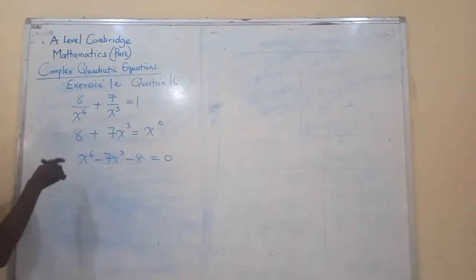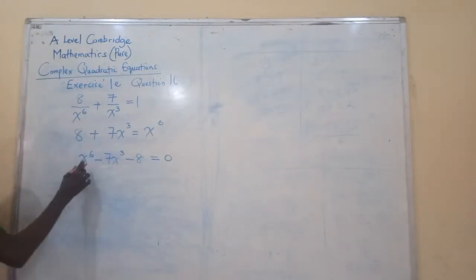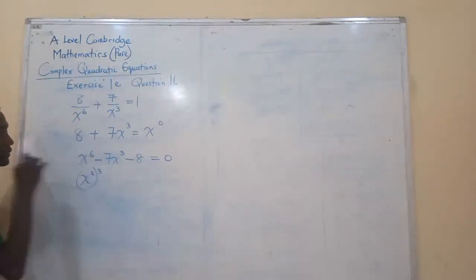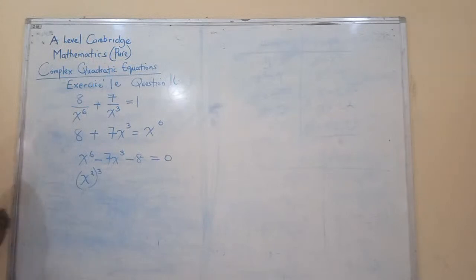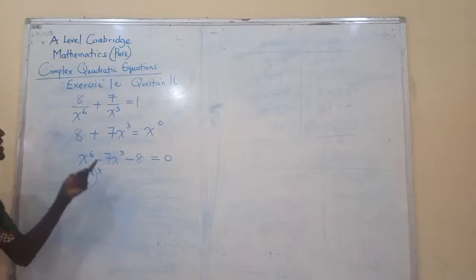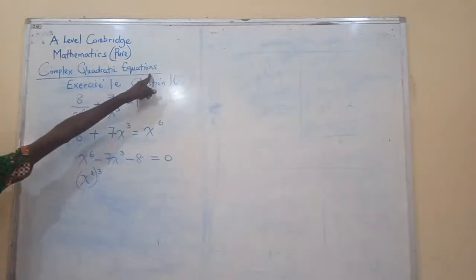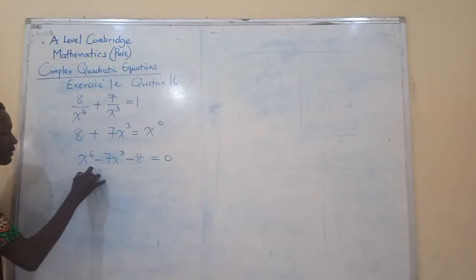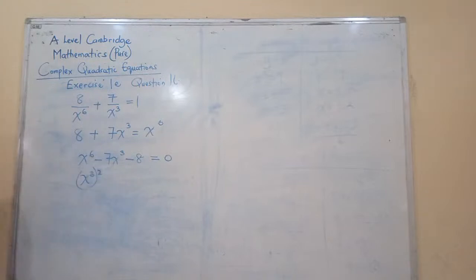At this point, remember to apply that rule, there's something you need to do. I can say this is x to the power of 2 raised to the power of 3. Remember that the objective is to have a power of 2. You're trying to make it resemble a quadratic equation. So somebody may argue, why not say x to the power of 3 raised to the power of 2?